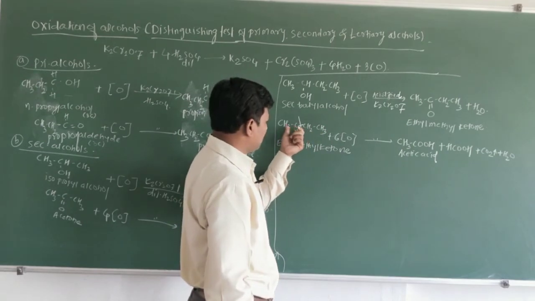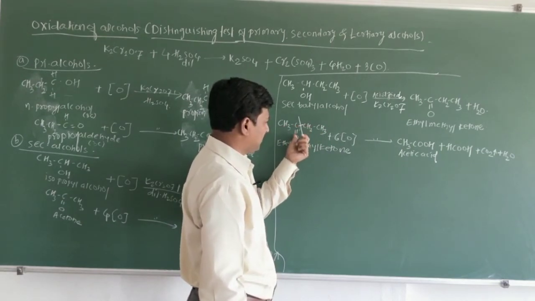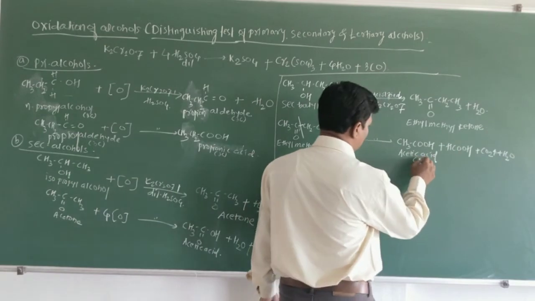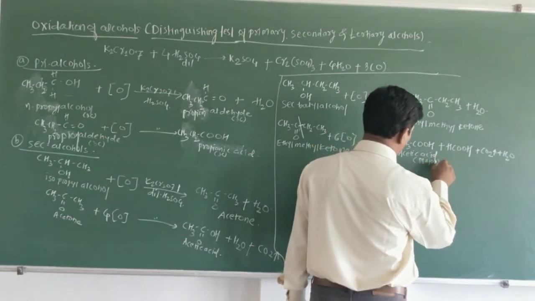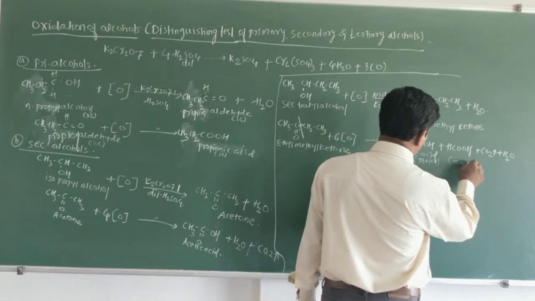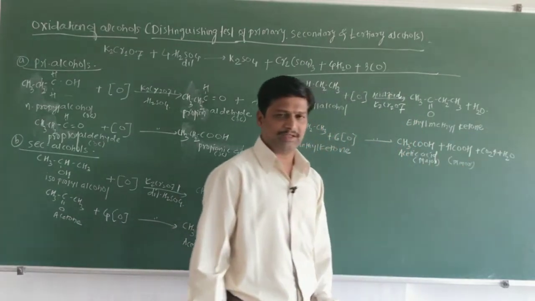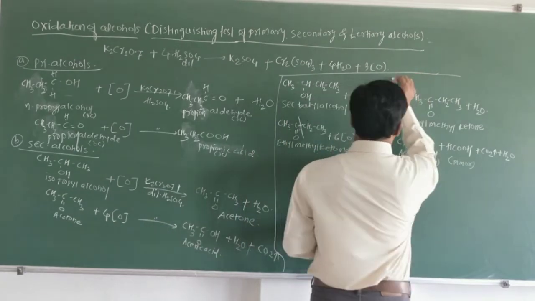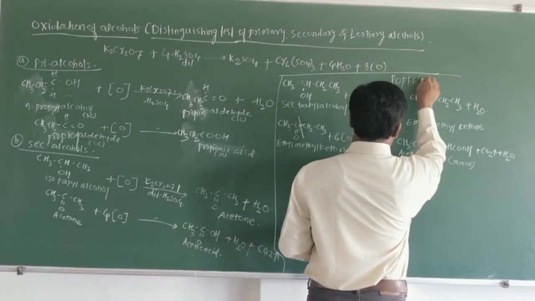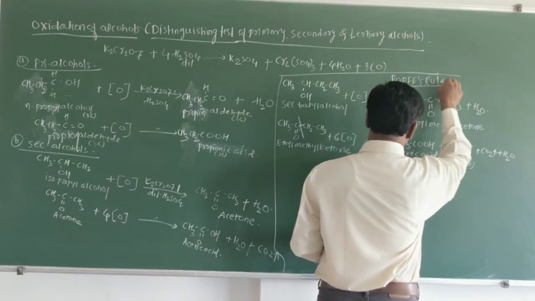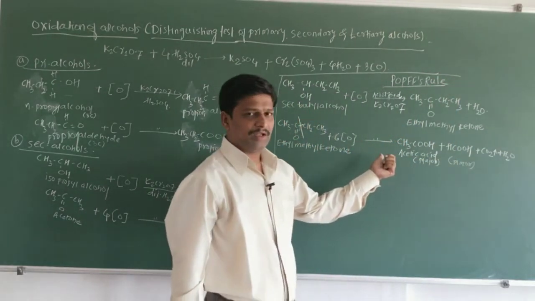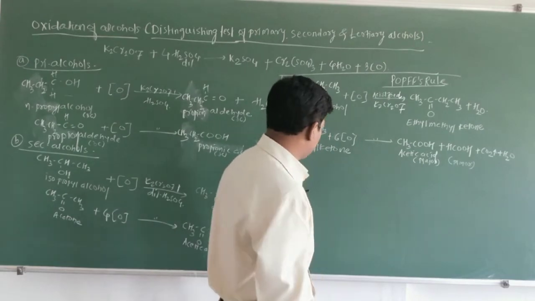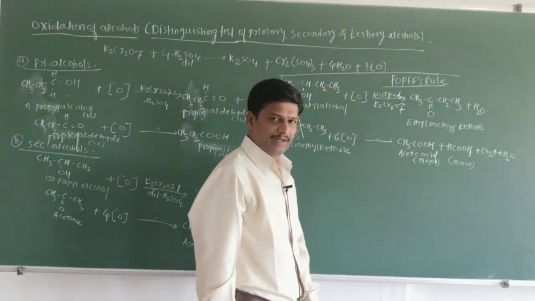So in this way, the lower alkyl group always remains with the carbonyl group, and forms acetic acid as the major product. Now, the words major and minor are very important in these reactions, because acetic acid and formic acid are both carboxylic acids, but according to Popoff's rule, acetic acid is the major product, and from the remaining part formic acid is formed, and the byproducts are carbon dioxide and H2O.